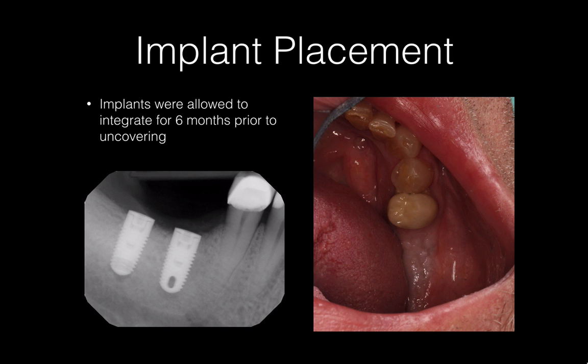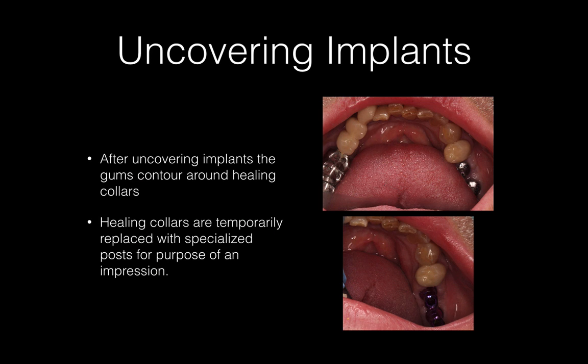Now, the implants were allowed to integrate for 6 months prior to uncovery, and that was because this patient was a diabetic. The image on the left, you can see this is during the healing phase, so you can't see the implants, but they're in there. When we uncover the implants, the gums are allowed to heal around a healing collar. That's what you see in the top image. The healing collars are temporarily replaced with special posts for the purpose of our impression, and that's the image on the lower.